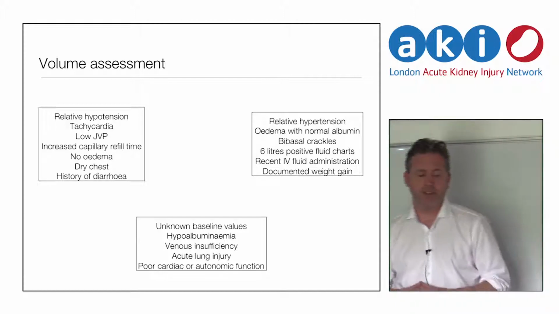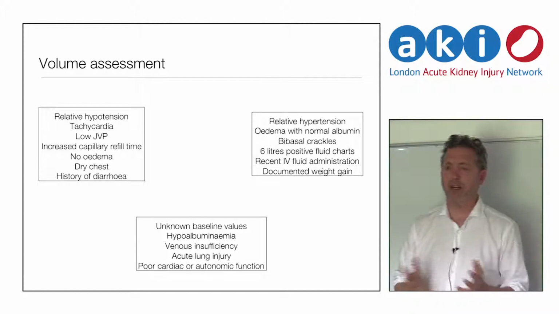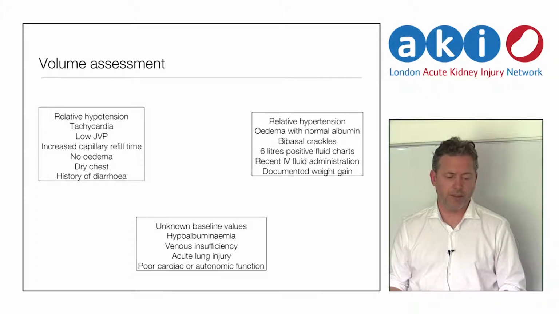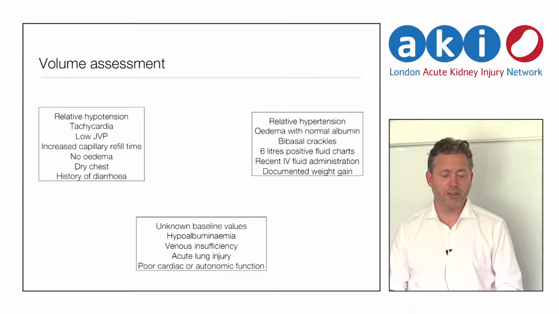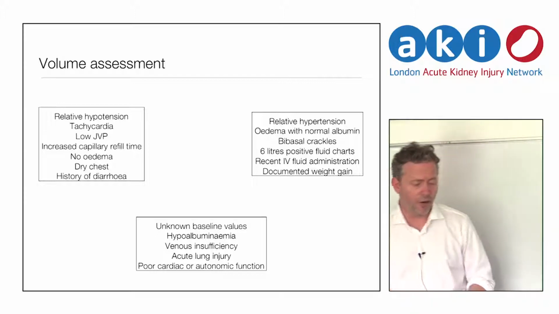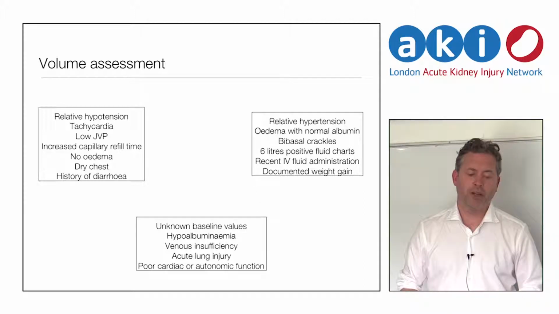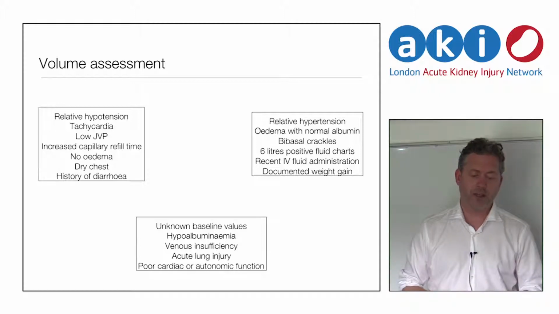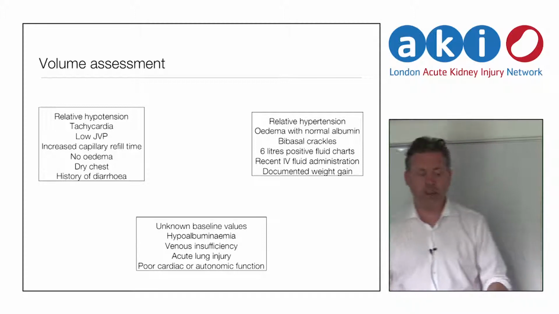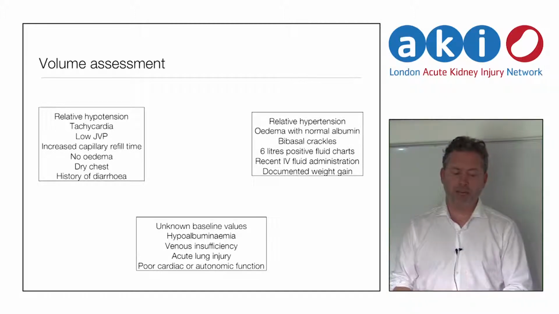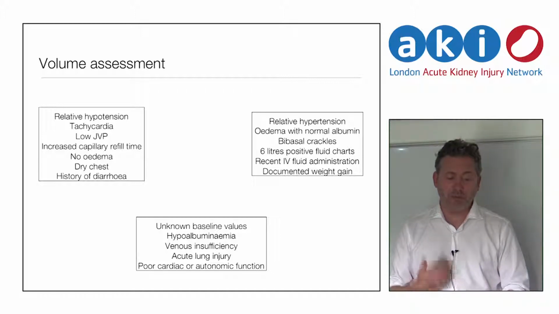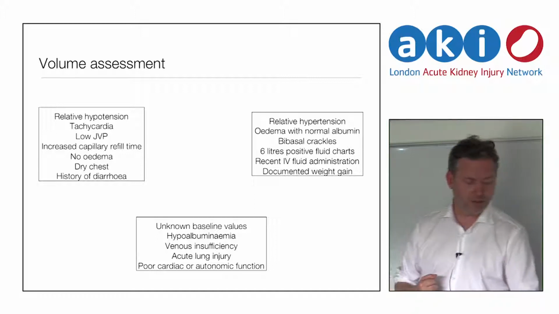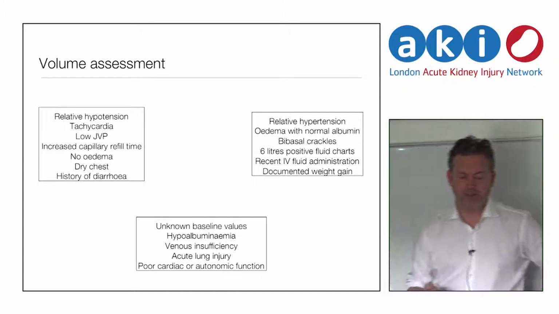So I think sometimes this is easy. We approach a patient and this is fairly clear cut, and that's probably the majority of the time. So if we have a patient with acute kidney injury, we approach the bedside and do a volume assessment. If they have relative hypotension, tachycardia, a low JVP, increased capillary refill time, no edema, a dry chest on auscultation, and a history of diarrhea, we can say quite comfortably fluid is going to be a free hit here. It's very likely this patient needs fluid resuscitation, but in addition, it's very unlikely you're going to cause harm in this patient by giving them intravenous fluids.